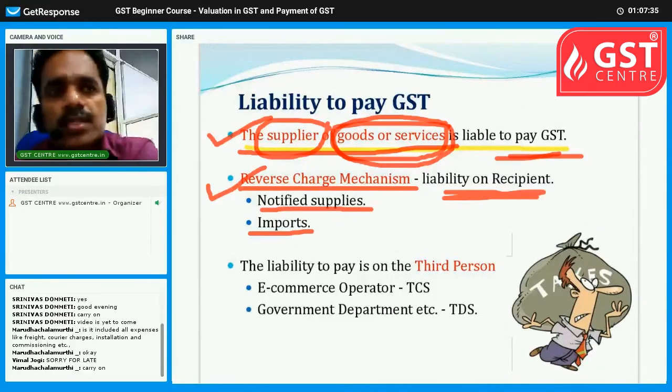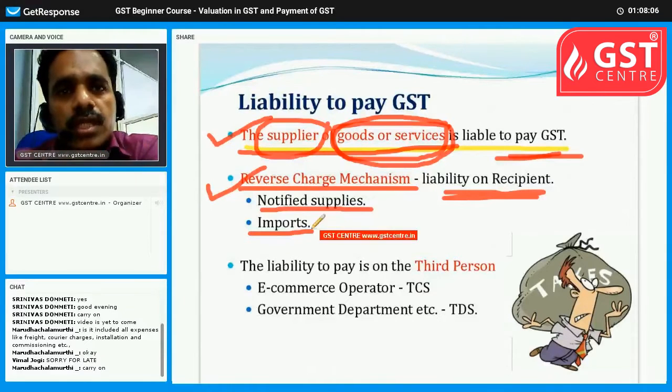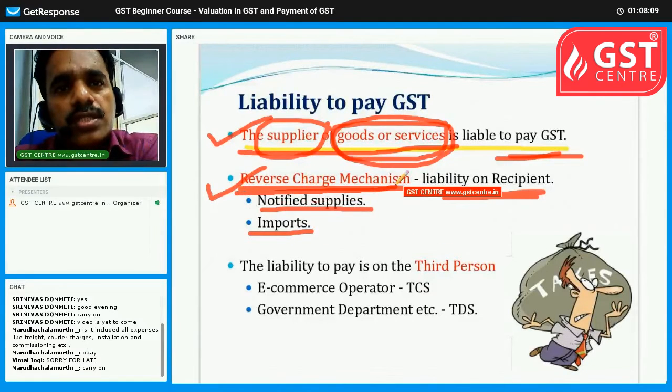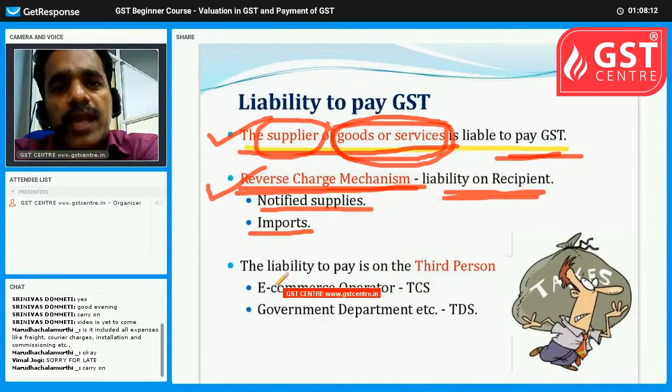Say one person in India, say Mr. Vijay, has imported some goods from Singapore. That is the imports. The Singapore businessman doesn't have any business in India, and he will not pay any GST to the Indian government, the Singapore supplier. But who has to pay? Mr. Vijay, who is importing such goods to India. He is liable to pay GST. So in that case, we will call it reverse charge mechanism.